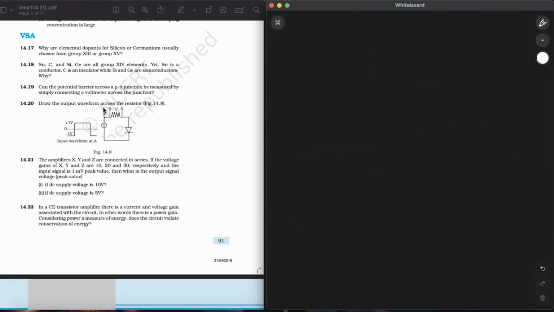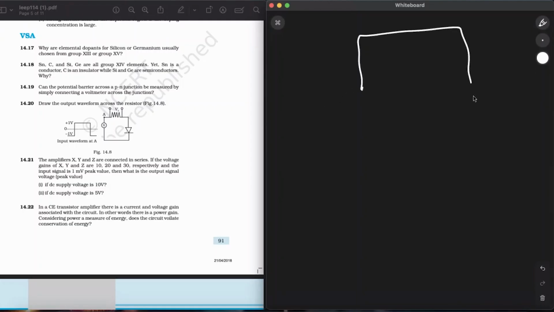Now draw the output waveform across the resistor. Okay, V naught is the waveform. The diode will act as a half wave rectifier. It offers low resistance. Okay, it will act as a half wave rectifier. That is the 0 line. This is the minus line. Okay, I'll draw it for you.